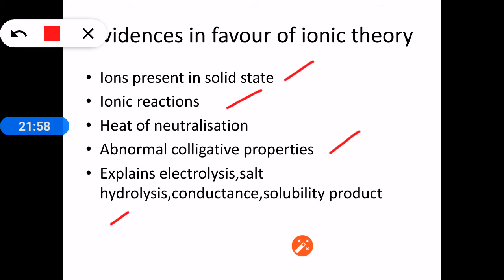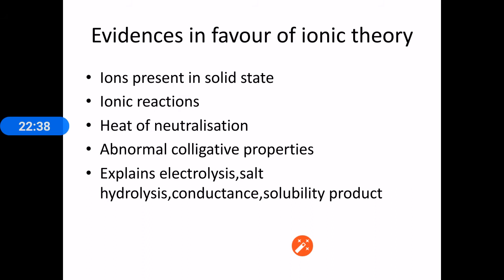Salt hydrolysis. Conductance value. Conductance arises only because of the presence of charged species. If the electrolyte is present in undissociated form, it will not contribute. There will not be any conductance in that solution. But if the electrolyte undergoes ionization, only then will it give rise to conductance. So the existence of conductance is evidence of this Arrhenius theory of ionization. And solubility product. All these phenomena give evidence in favor of ionic theory.